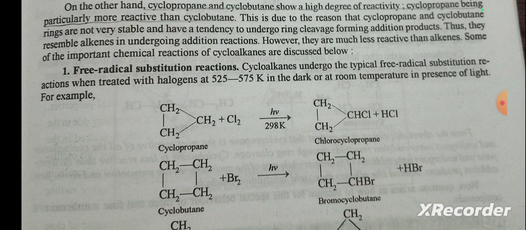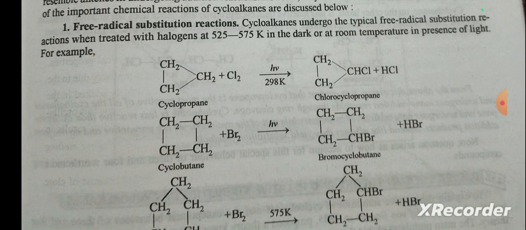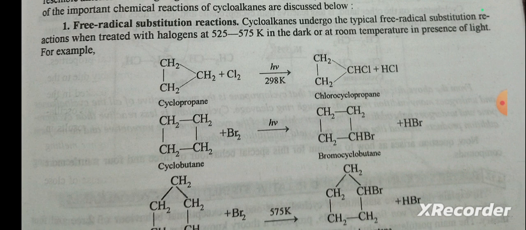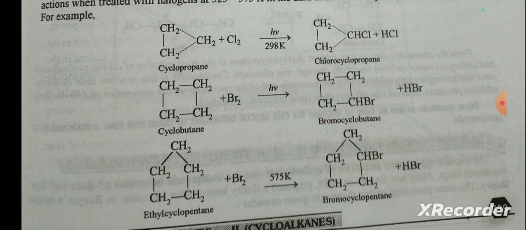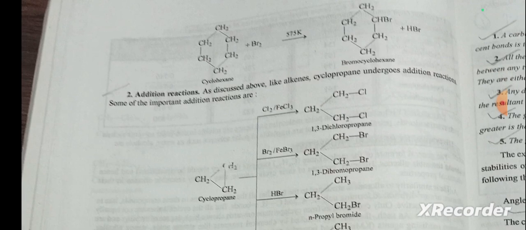First, free radical substitution reaction. Cycloalkanes undergo free radical substitution reaction when treated with halogen at 525 to 575 Kelvin in dark, or at room temperature in the presence of light. For example, cyclopropane in the presence of Cl2 and hv converts into chlorocyclopropane.